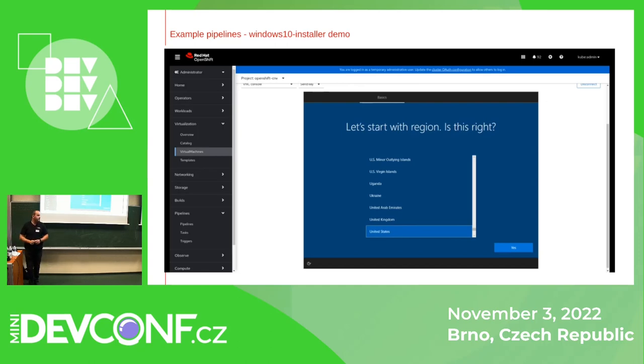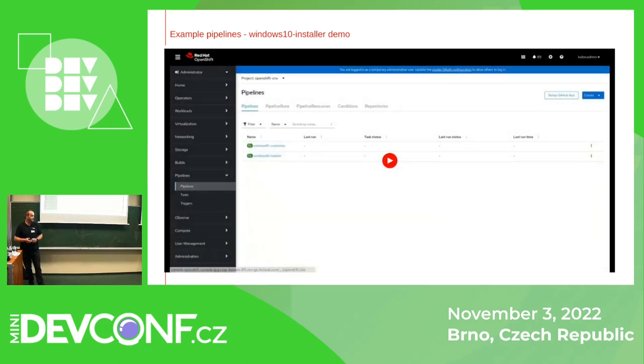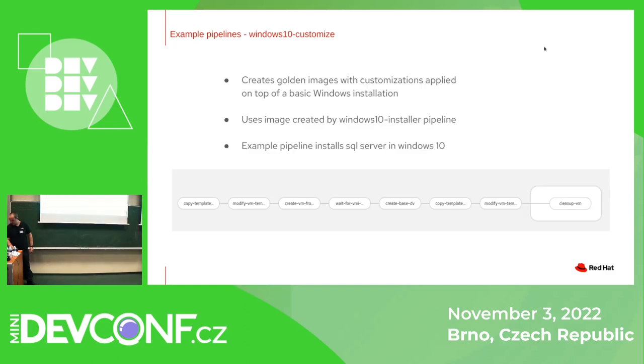And now, in this case, the automation stopped because to do some extra steps, we created another special pipeline called Windows 10 Customize. The purpose of this pipeline is to take the result of the first pipeline and then do some modifications. In this case, we are installing SQL Server. But of course, you can install any other software or any other packages. In the bottom, you can see the picture of which tasks this pipeline consists.